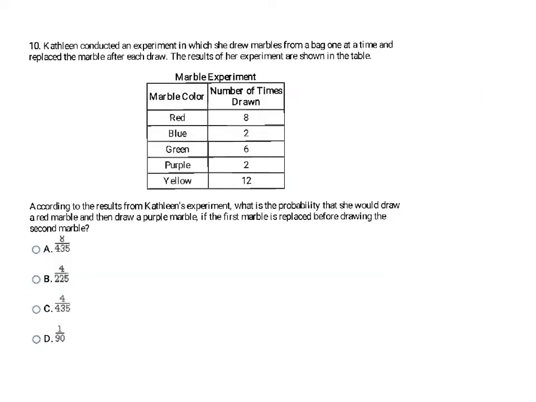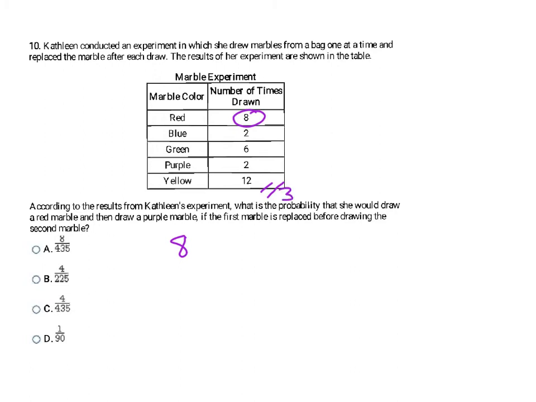Choice B. Next question says, Kathleen conducted an experiment in which she drew a marble from a bag one time and replaced the marble after each draw. The results of her experiment are shown in the table. According to the results from Kathleen's experiment, what is the probability that she would draw a red marble and then draw a purple marble if the first marble is replaced before drawing the second marble? So first I'm going to look at the red marble. The red marble was drawn 8 times. Out of how many? Well, I'm going to have to tally that up.